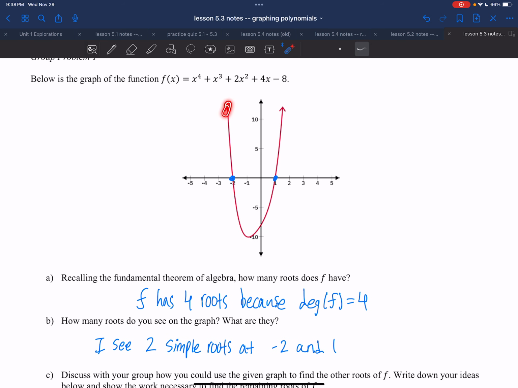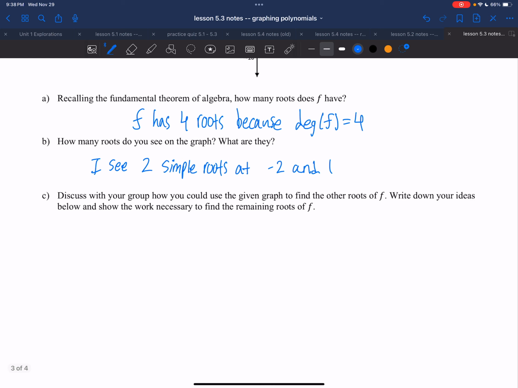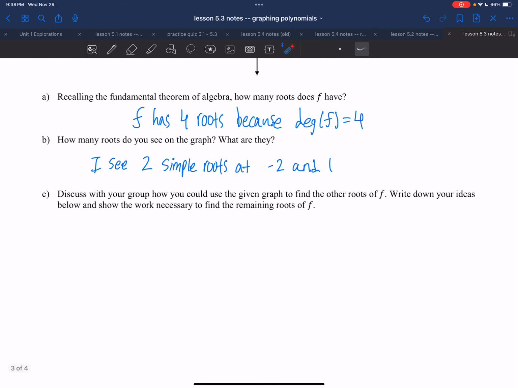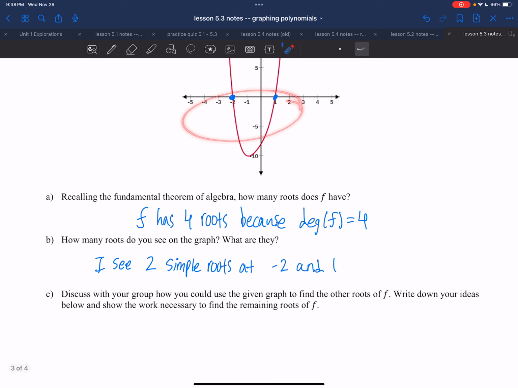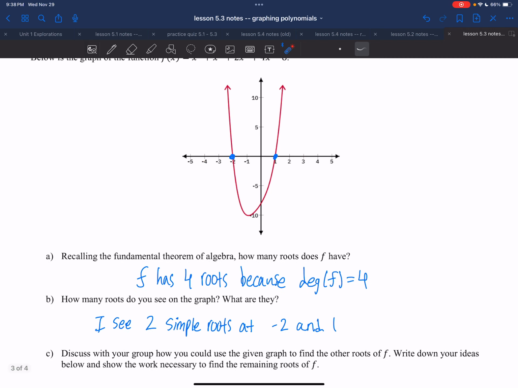This goes up and up forever. This is never going to come back down and get 4 other roots. That's not going to happen. So the question is, where is it? To have an authentic learning experience, I suggest pausing the video and trying this out for yourself. Discuss with your group how you could use the graph of this to find the other 2 roots. Because there are 2 more roots. It's just, what are they, right?